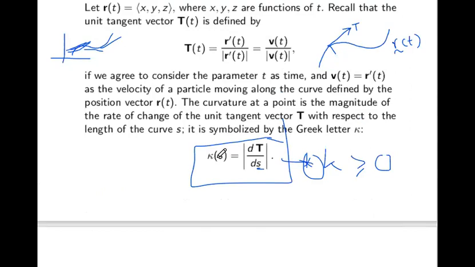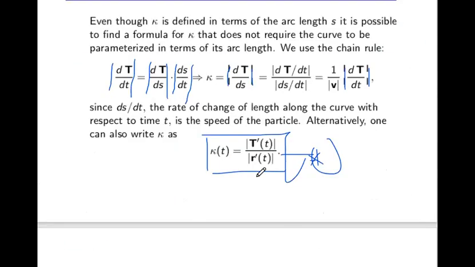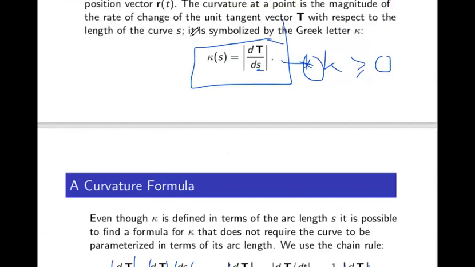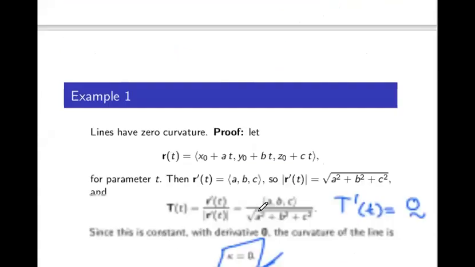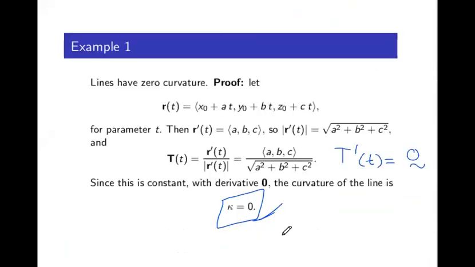Using this, we express curvature in terms of t. So curvature can be expressed as the magnitude of the first derivative of the unit tangent vector divided by r prime. r prime is velocity, so curvature is the magnitude of T prime divided by the magnitude of velocity. Do you understand that?